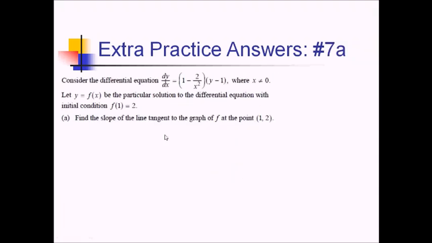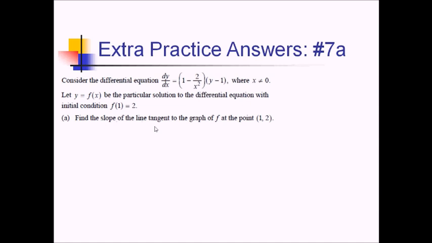For this problem, which we're going to do a few parts in, we have this stem here where they give us this differential equation, and they're telling us x does not equal 0. y equals f of x is the particular solution to this thing with an initial condition of 1, 2. First part, kind of easy. They just want the slope of the line tangent to the graph of f at the point 1, 2.